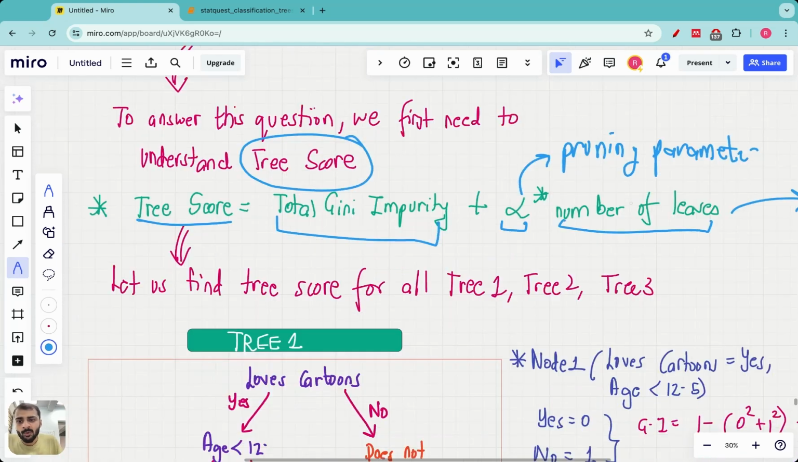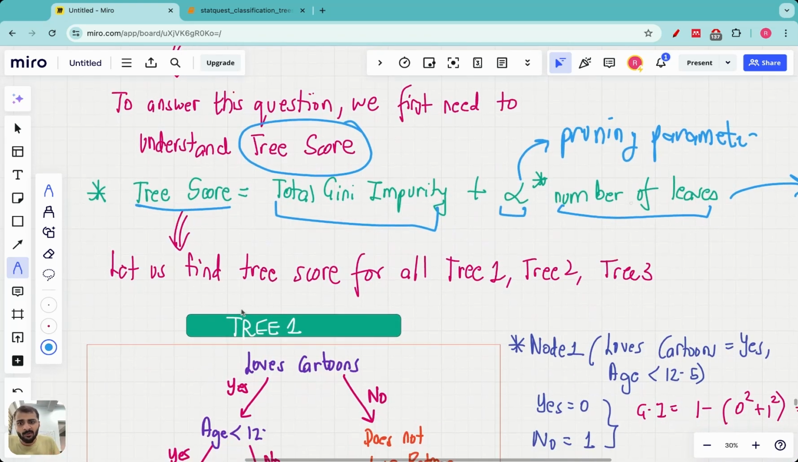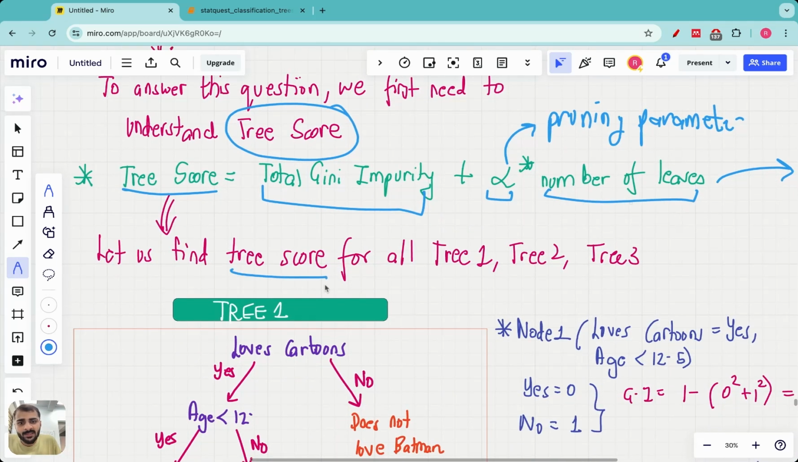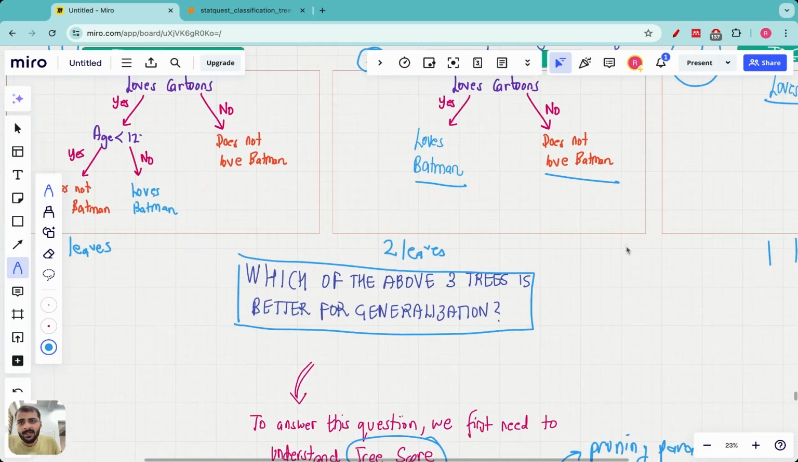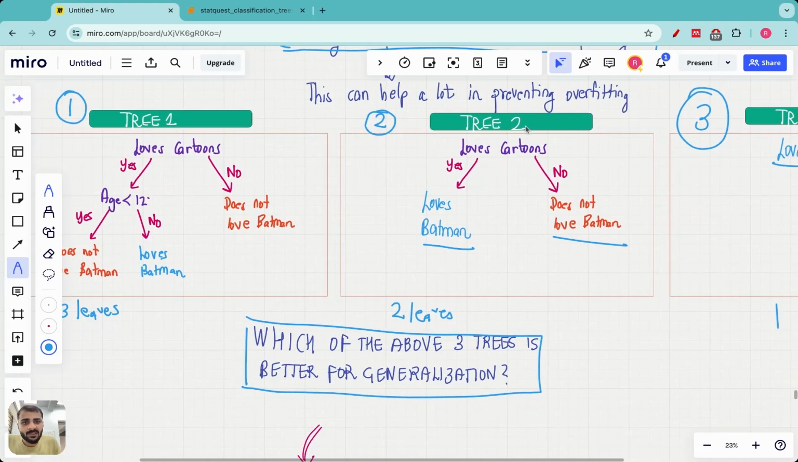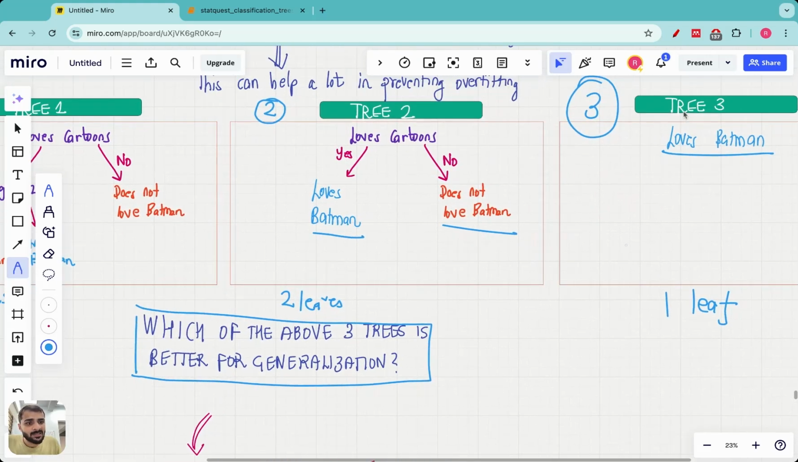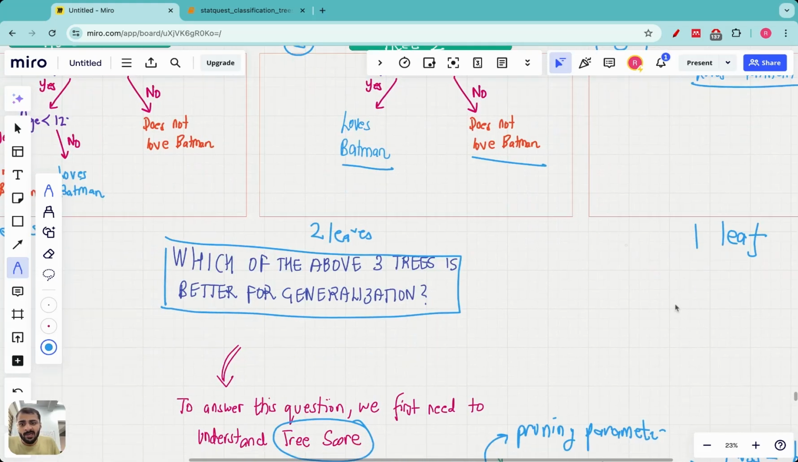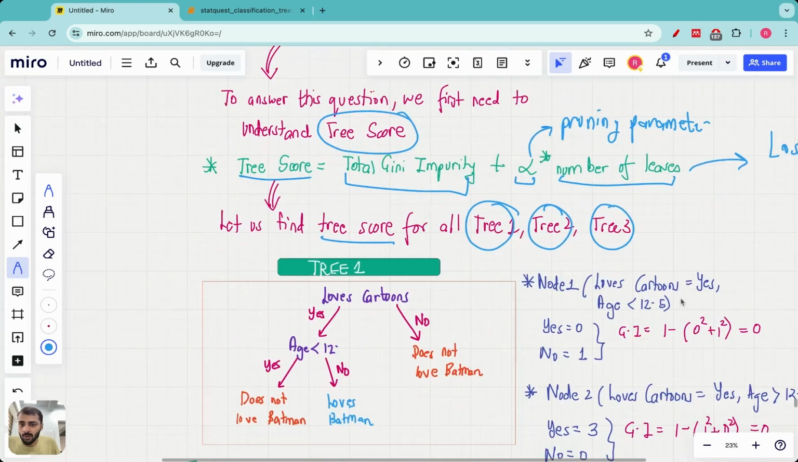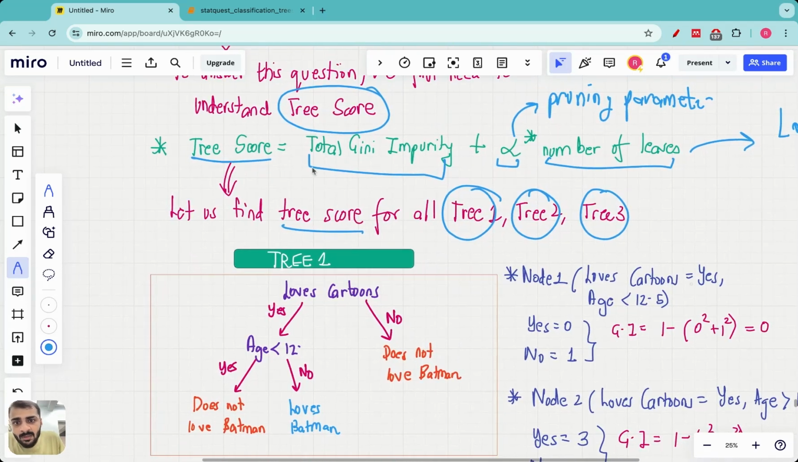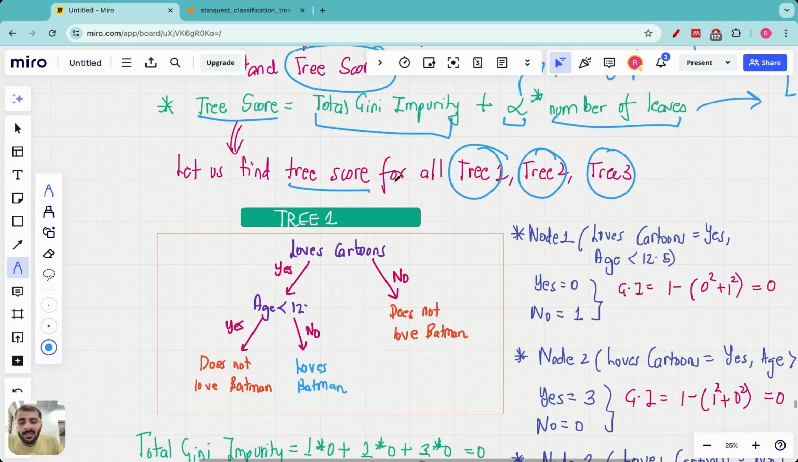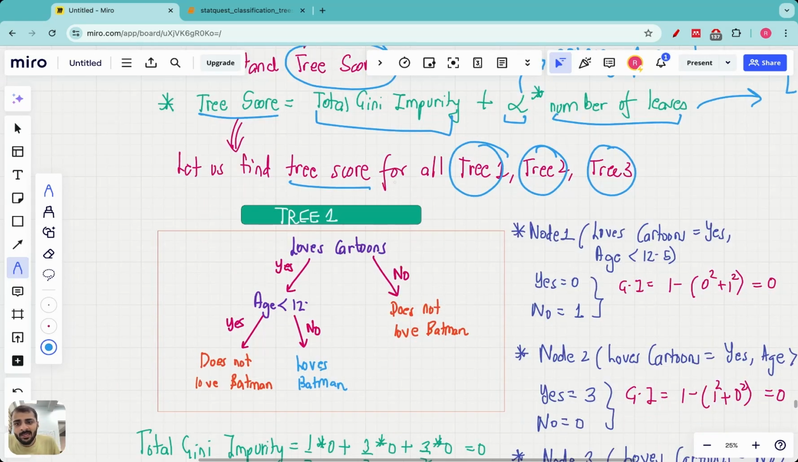So now what we are going to do is that after introducing the concept of tree score, we are going to find the tree score for all the three trees, tree 1, tree 2 and tree 3. So we define these trees over here, right? Tree 1 has 3 leaves, tree 2 has 2 leaves and tree 3 has only 1 leaf. We are now going to find the tree score for all of these trees. So the first component here is the total Gini impurity.